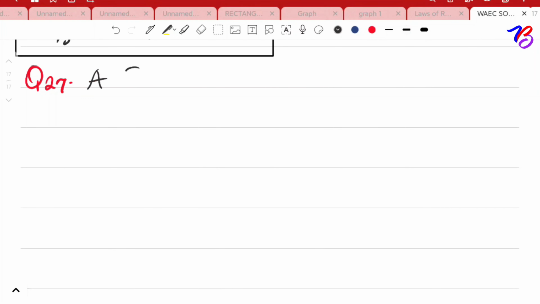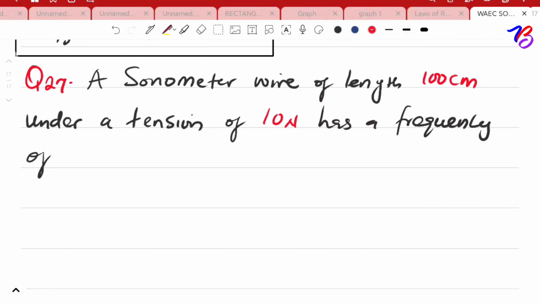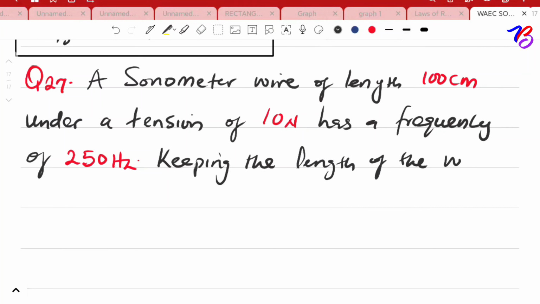Alright, next question. A sonometer wire of length 100 centimeters under a tension of 10 Newton has a frequency of 250 Hz.